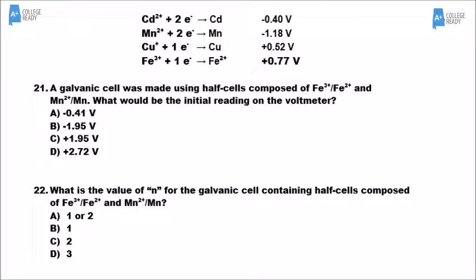This ties in with the previous question. They want to know what would the actual reading on the voltmeter be, and the setup is we take the positive 0.77, we flip the 1.18, and we get 1.95.